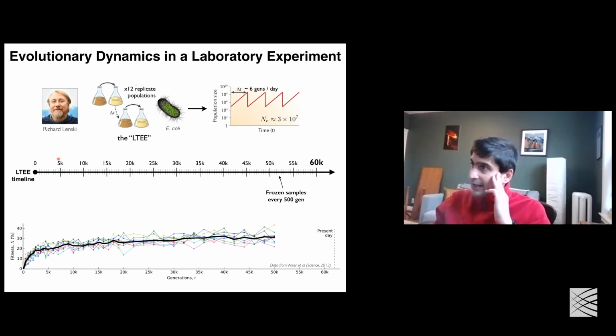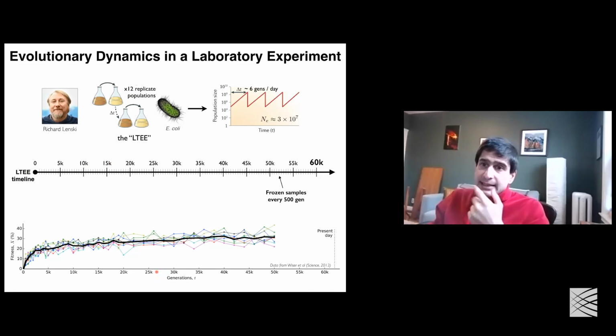You label one of them with some neutral marker, and then you compete the two in the conditions of the evolution experiment, and you see which one outcompetes the other and how quickly that occurs, and that's a measure of the relative fitness of the population. And you can do that at different time points to see how that relative fitness is changing over time.